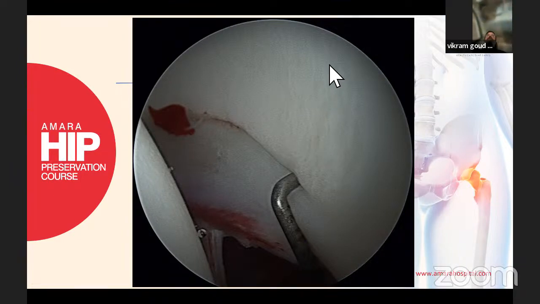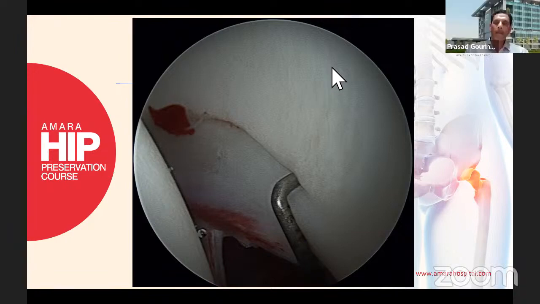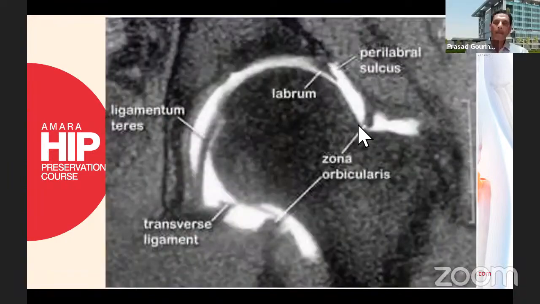Again, look at the labrum. There's a sulcus, a recess between the labrum and the articular cartilage, and this is the zona orbicularis around the neck and the ligamentum teres on this MRI of a pediatric patient. Again, a pediatric patient's hip, labrum. Those are the blood vessels coming into the labrum from the capsular side. No supply from the other side. But when you cut all these vessels and repair, it will heal.